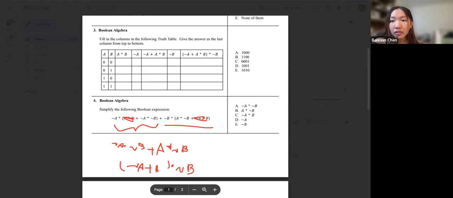And why does this work? Similarly to the not A and A, one of them must be 0 and one of them must be 1. And 0 plus 1, no matter which one is 0 and which one is 1, will be 1. So then 1 times not B will be not B. So then the answer will just be E. Are there any questions about number 4? No? Okay.